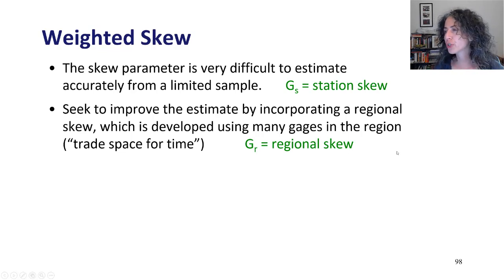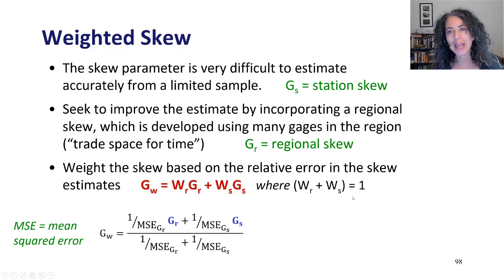So a regional skew is one that's estimated by bringing in other gauges in the region and doing something called trading space for time to have a larger sample and therefore get a more accurate skew coefficient estimate, but it's less specific to our particular site. And we don't want to lose the skew coefficient that might be more specific to our site than some other sites in the region. So the approach taken is to weight the station skew with the regional skew.